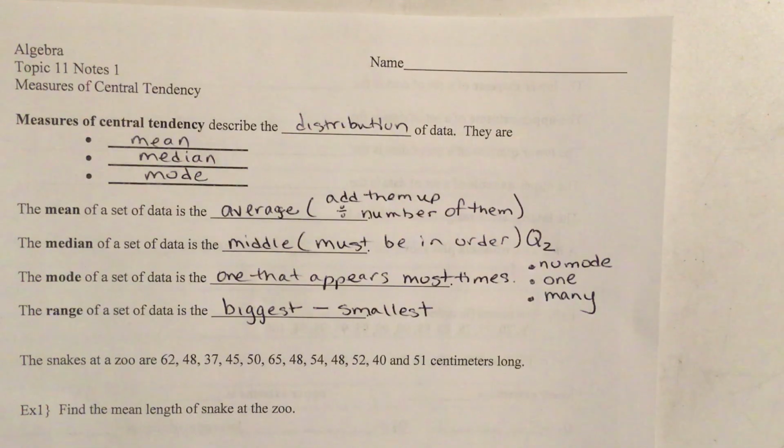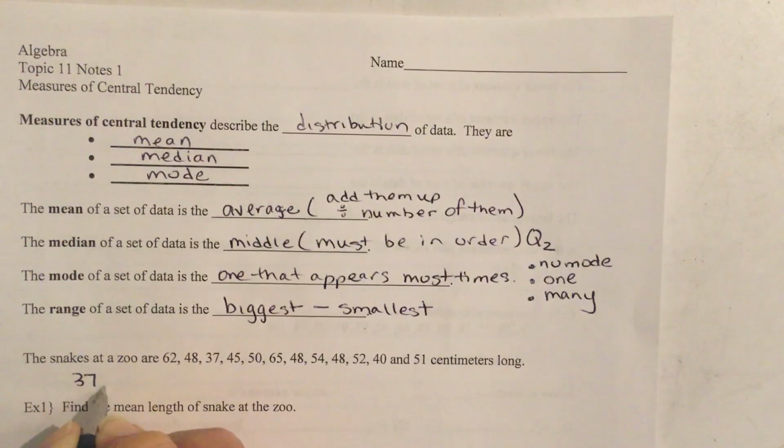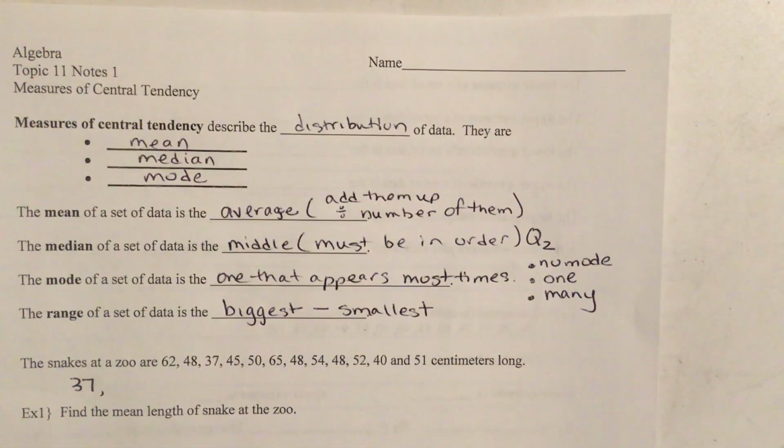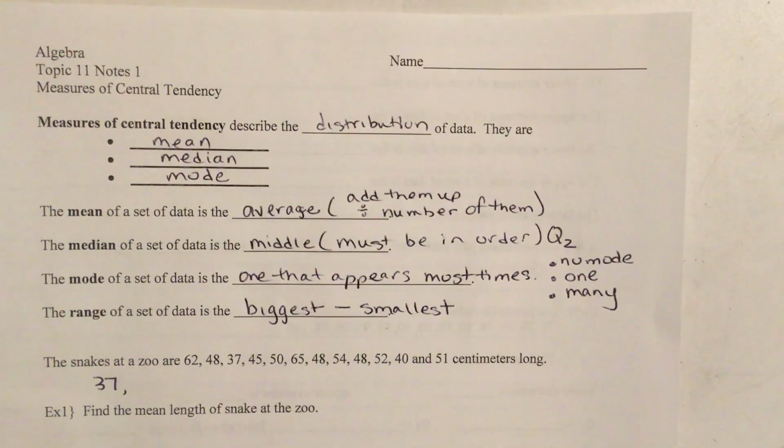These are the numbers that represent snakes at a zoo and how long they are. The first thing I want you to do is take those numbers and put them in order, 37 being the smallest. Take a minute to do that. Feel free to pause the video while you're doing that.